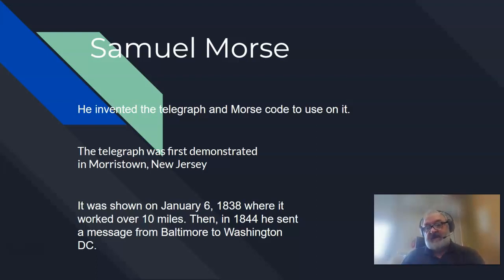The very first time that he publicly demonstrated the telegraph was in Morristown, New Jersey. And then later in 1838, then in 1844, he sent a message all the way from Baltimore to Washington, D.C.